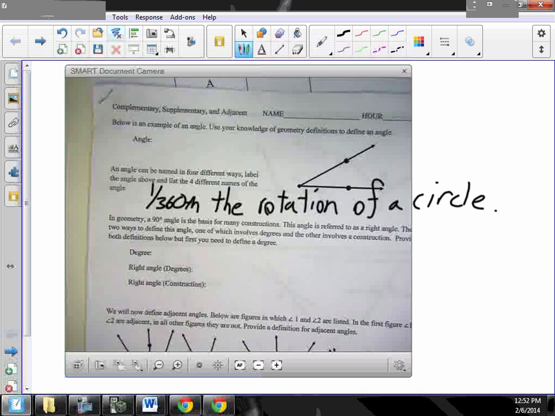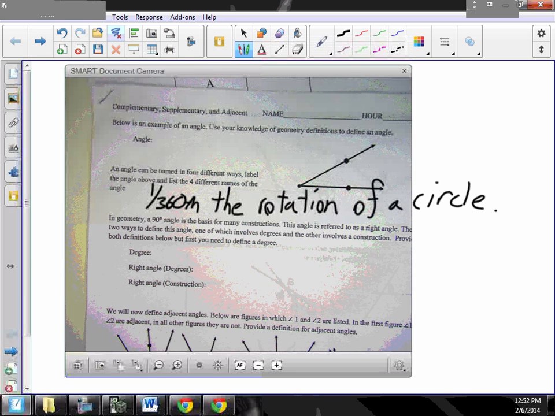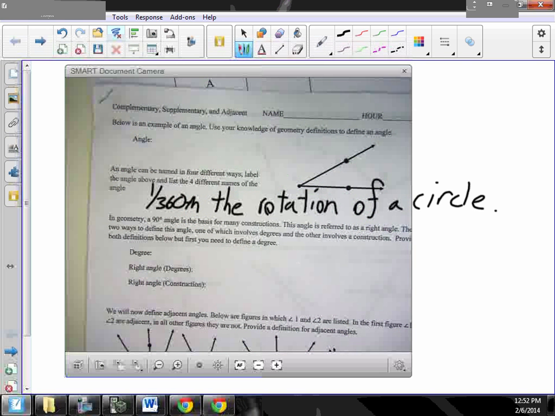What if, instead of doing a whole circle, we just described the rotation across a straight line, from one side of the line to the other? That would be 1 out of 180, right? So either way would work. Now that we've defined angle and degree, let's define a right angle. What is a right angle? A 90-degree angle. Yep.